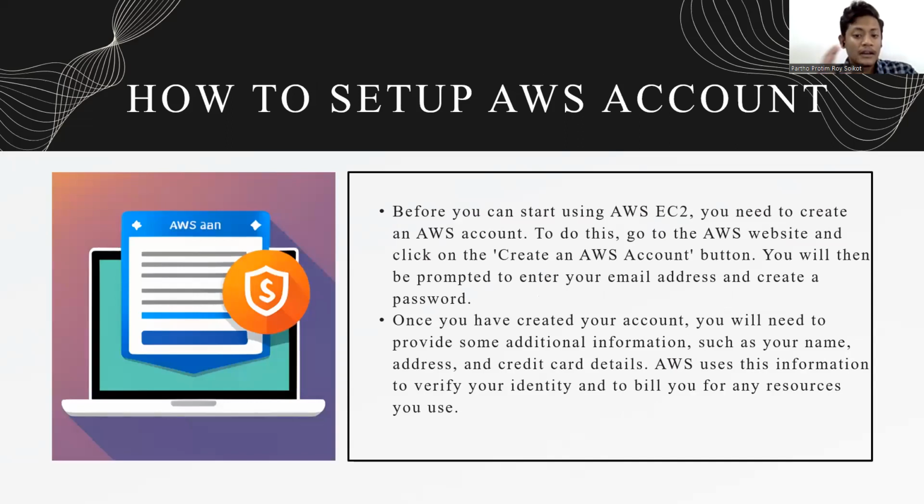So how to set up an AWS account? Before we start using AWS EC2, we need to create an AWS account. At first we go to the AWS website and press create an AWS account. Then a prompt will come, and we enter our email address. After creating the account, it will ask for additional information such as name, address, and credit card information. Using that information, AWS will verify our identity and bill for our resources.